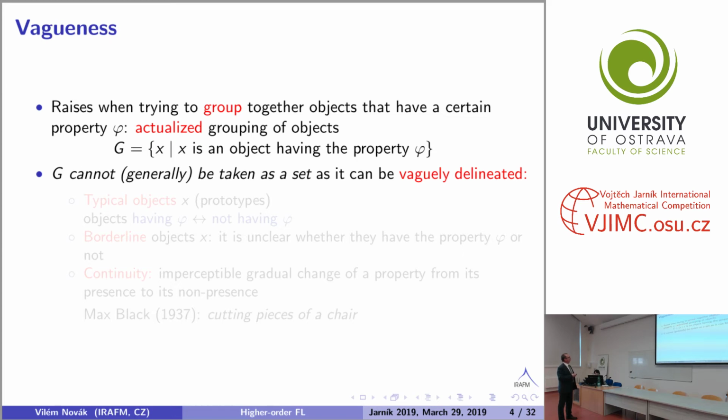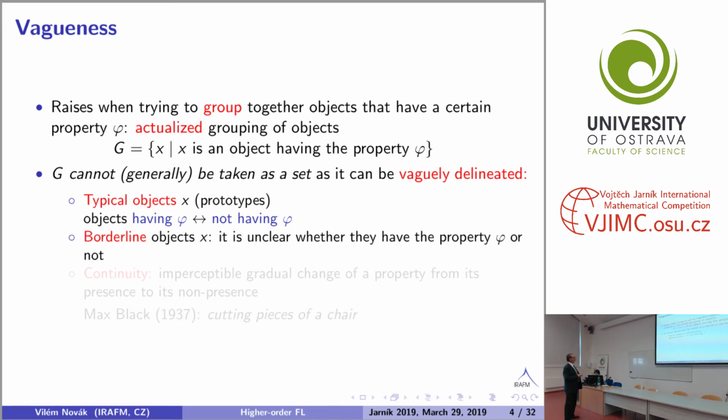This grouping of objects cannot be taken as a set because it can be vaguely delineated, and this is given by the character of the given property. There are for sure typical objects, which we call prototypes. These are objects which surely have the given property phi. And there surely are objects which don't have property phi. It is your case that you are not bald because you have more than 0 hair. And this is essential. There are also borderline objects, where it is unclear whether they have the property phi or not.